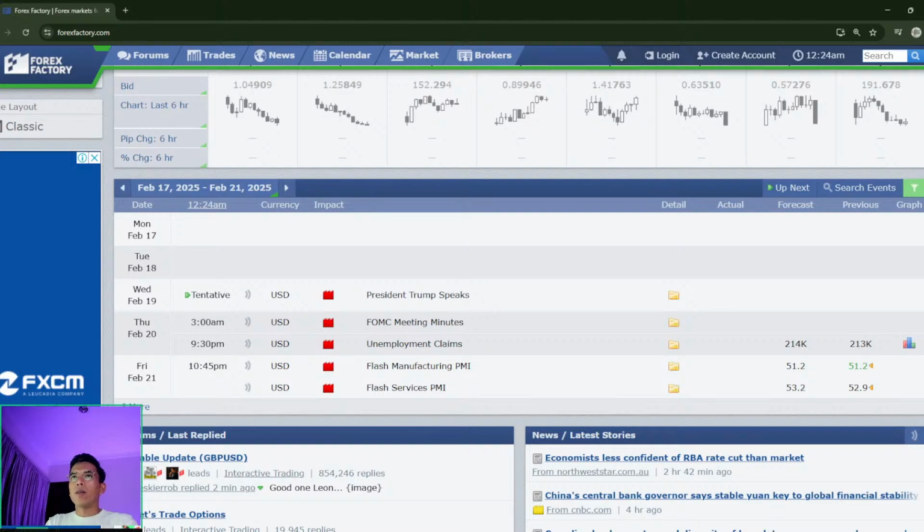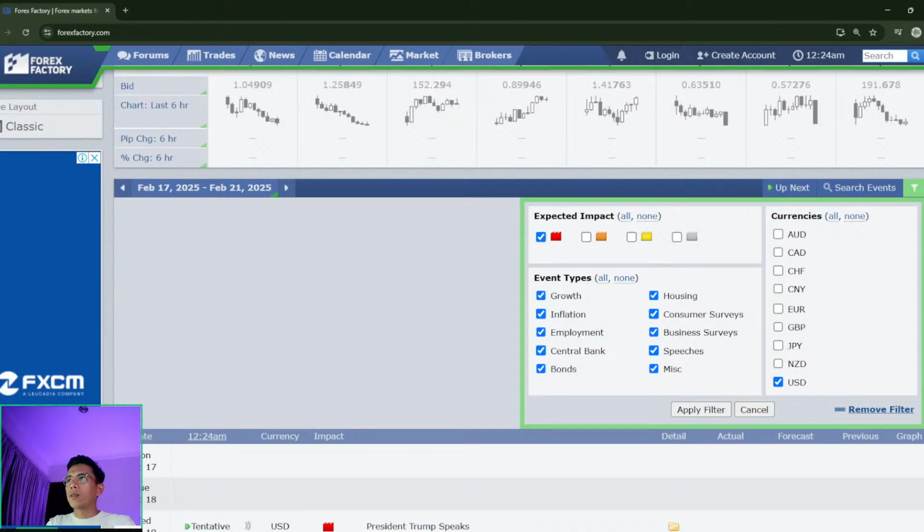So let's look at what we will have in the new week. Starting tomorrow, when the market opens, we don't have anything. We do not have any high impact news related to the dollar. And on Tuesday as well, an empty calendar. We do not have any high impact news, but let's look at the medium impact.